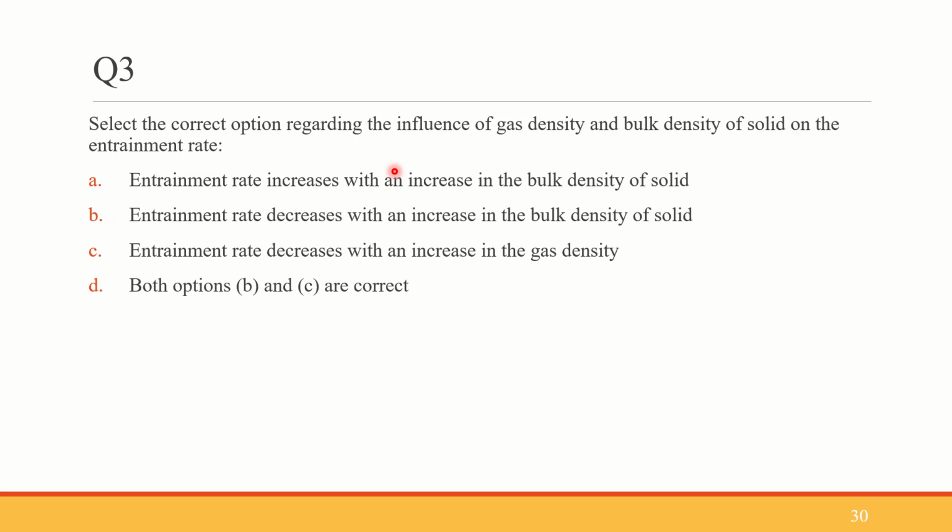So entrainment rate increases with an increase in the bulk density of solid, false. Entrainment rate decreases with the increase in the bulk density. Heavier particles tend to settle down, the lighter particles tend to flow up. So option B is true.